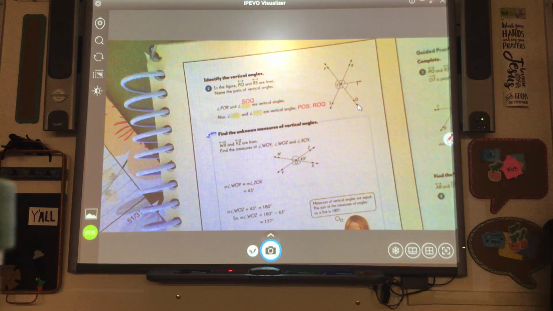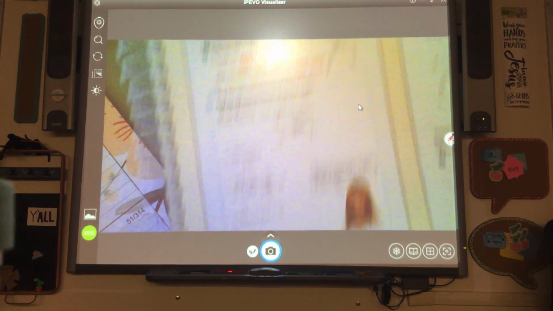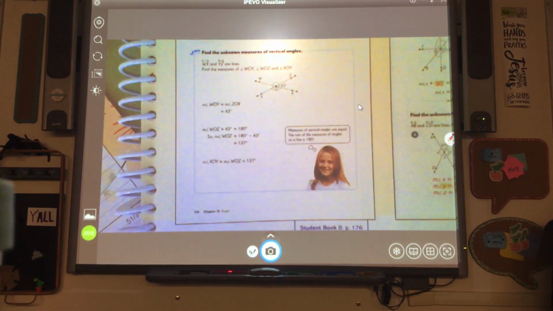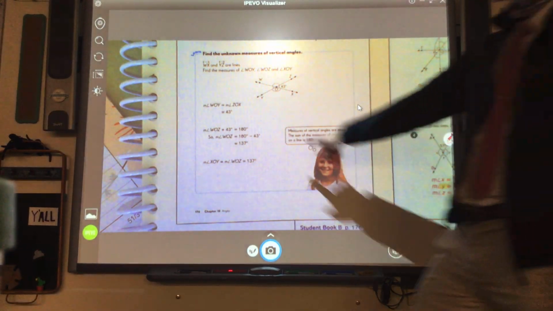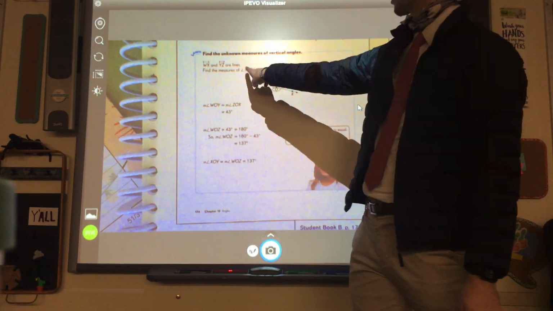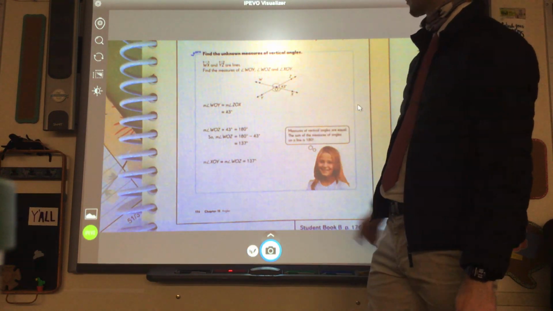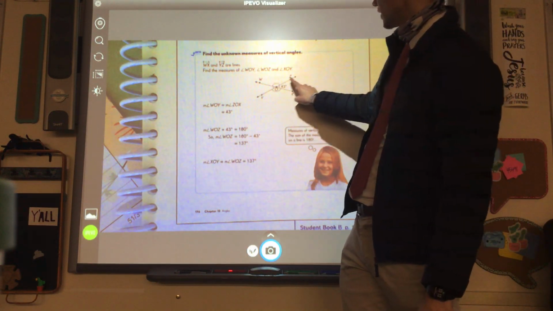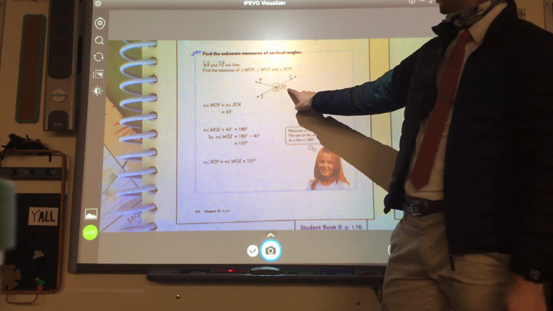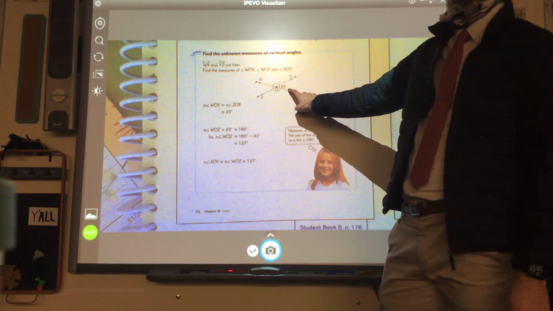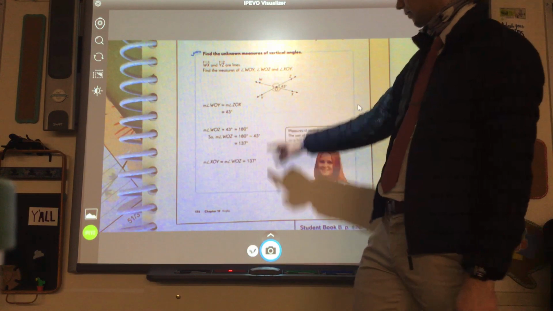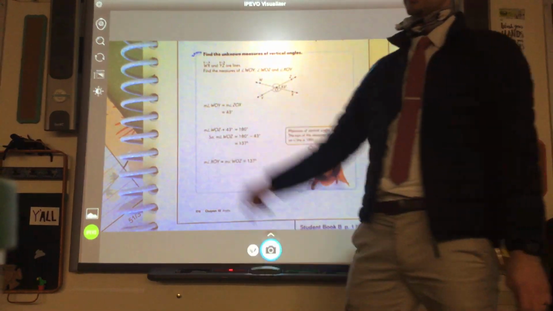Okay, let's keep going down. Okay, so WX and YZ are lines. Find the measures of WOY, WOZ, and XOY. So we know ZOX is what measure? Are we on 3? We're on the bottom of page 176. This is the learn section, so I've got to practice.